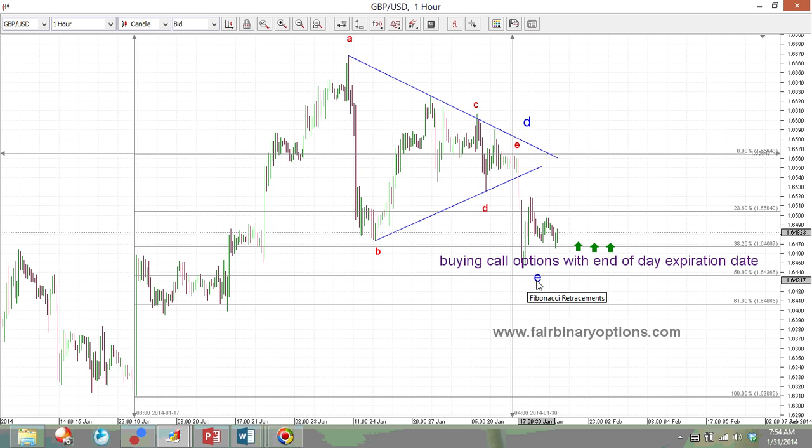Probably the E wave here is completed, and we need price now to break to the upside, either to retest this line here or to even break for higher values. So bullish from now on Great Britain pound US dollar, and this is to stay for quite a while.